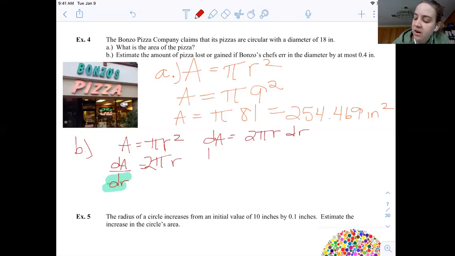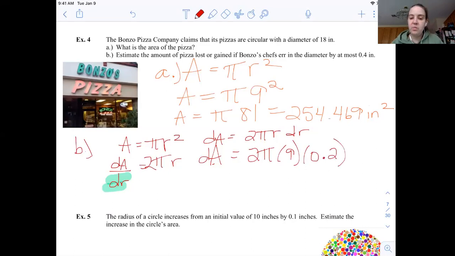So the change in the area, now we put our values in, is 2 pi. The radius is 9. If the diameter is 18, the radius is 9. The change in the radius is half of the change in the diameter. So the error in the diameter, or the change in the diameter, is 0.4. So then the change in the radius is 0.2.